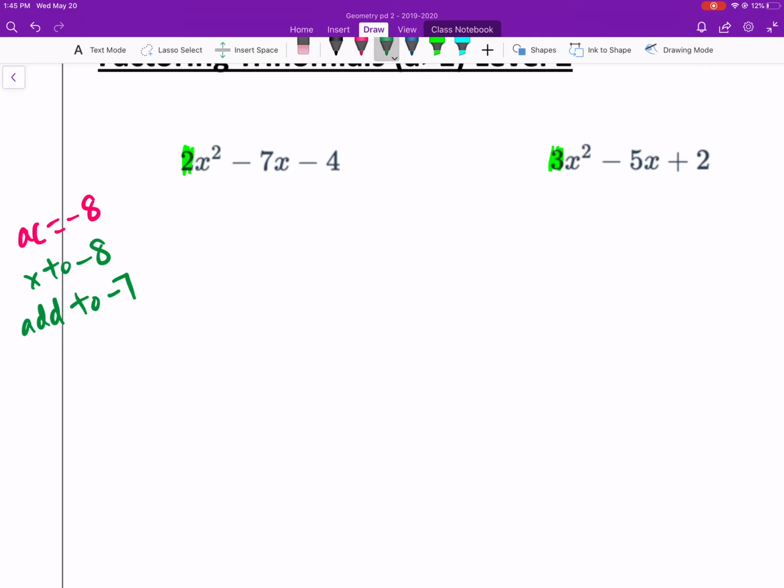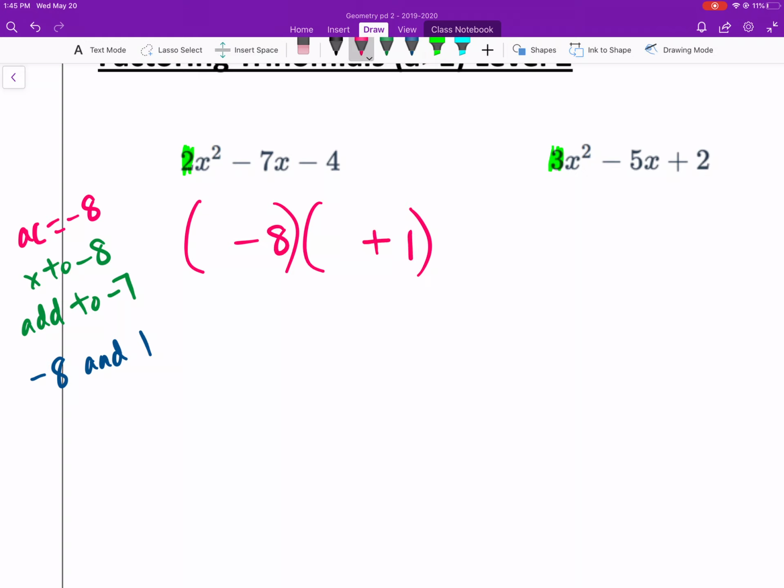Now if they're multiplying to a negative, the signs have to be different. So what multiplies to negative 8 and adds to negative 7? So we need negative 8 and positive 1, because negative 8 times 1 is negative 8, and negative 8 plus 1 is negative 7. So you open up those parentheses. One will have the negative 8, one will have positive 1.